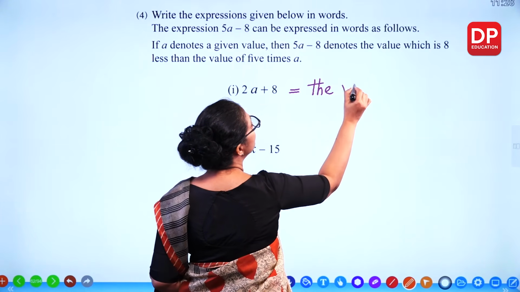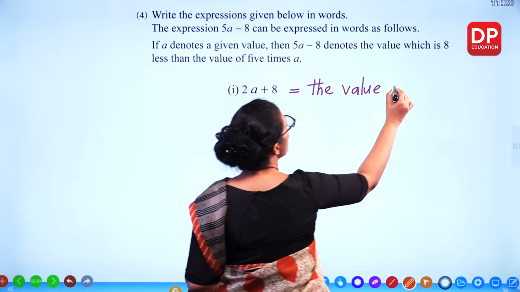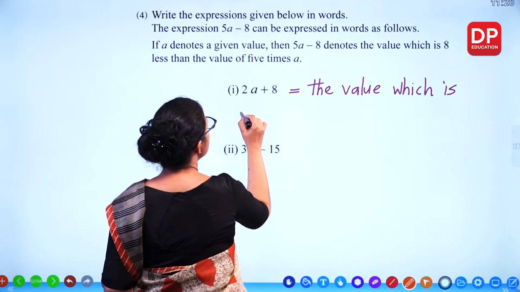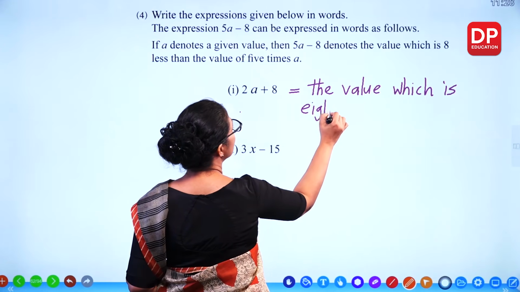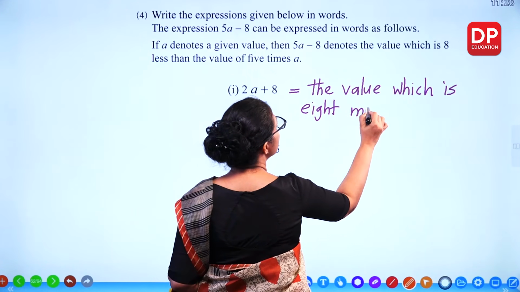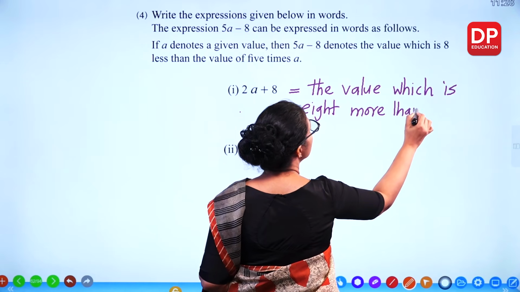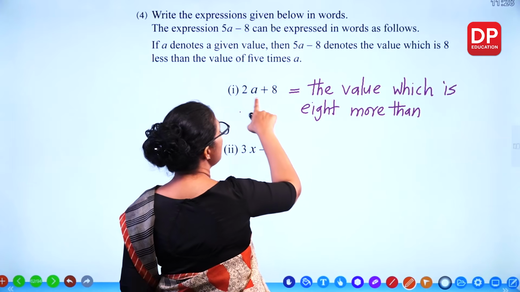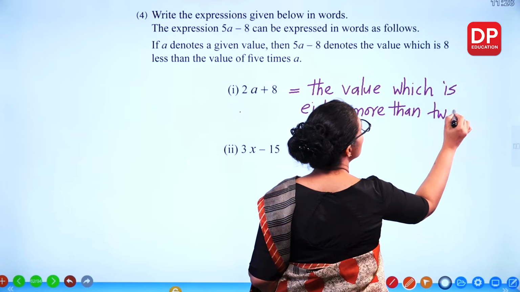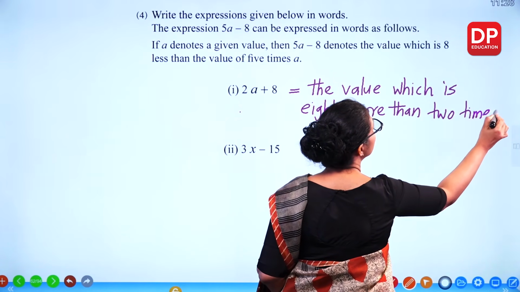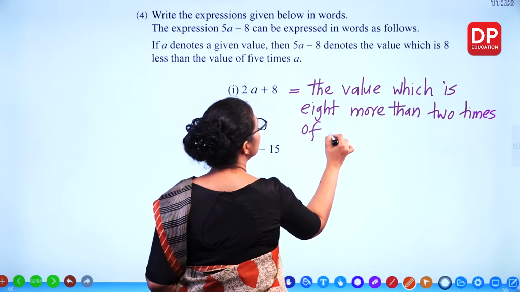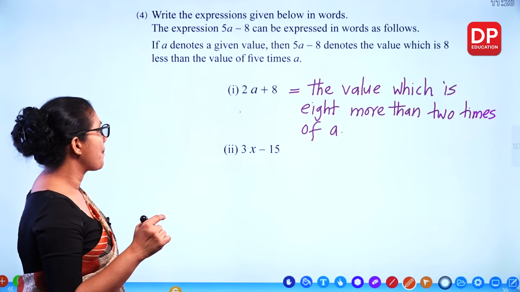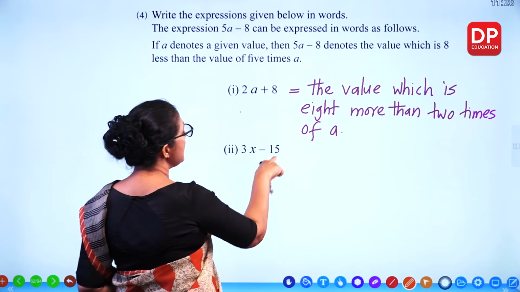The value which is 8 more than 2 times of a. Instead of 5 times of a, we can write 2 times of a. This one is 15 less.